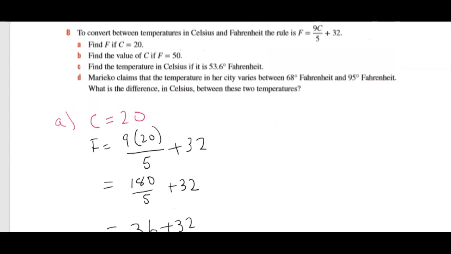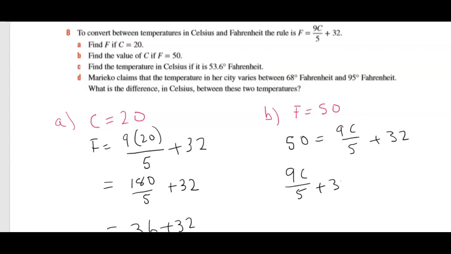All right, question B. So this time we're going to substitute in a value of Fahrenheit. So we're going to have 50 equals 9C over 5 plus 32. Make sure I wrote it correctly this time. Now, we always get rid of our constant first, but if you want, you can put the C onto the left-hand side. So I might just do that first.